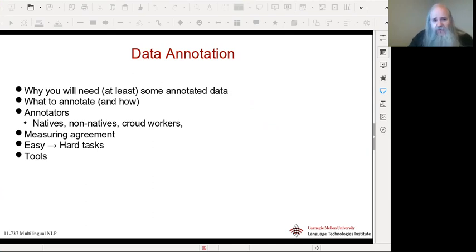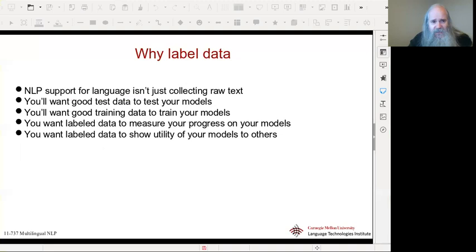natives, non-natives, crowd workers. We're going to talk about measuring agreement between the people doing the labeling. And we're going to talk about the types of tasks that are relatively easy to do and the type of tasks that are relatively hard to do. And then we're going to talk about some various toolkits that are out there to be able to help you when you're trying to do an annotation task.